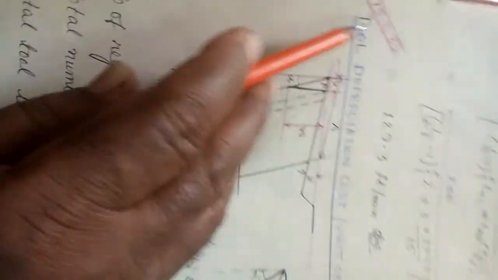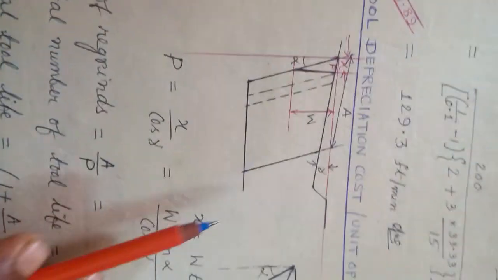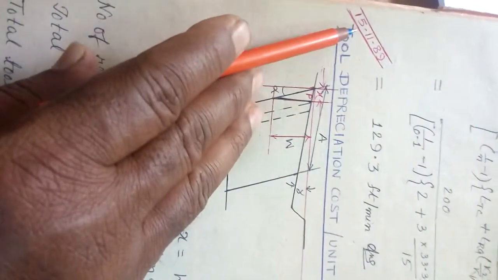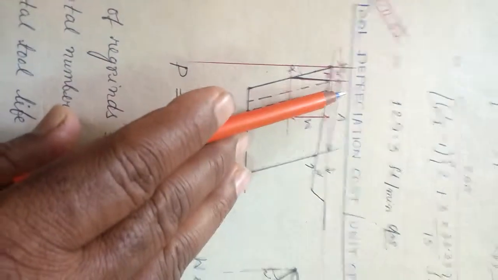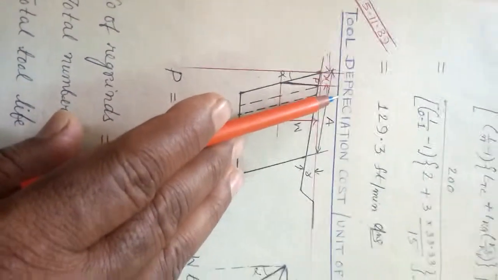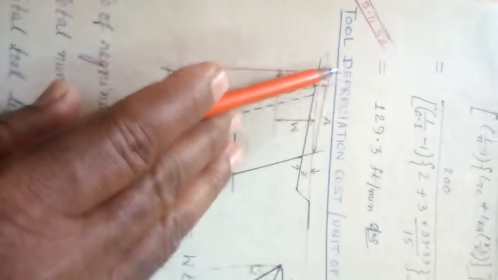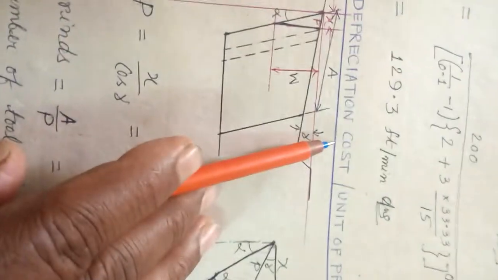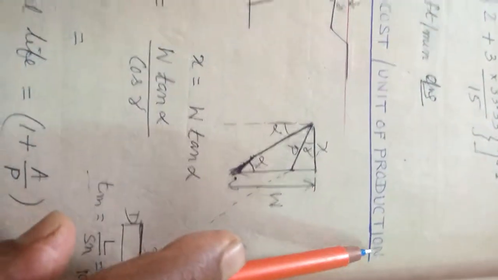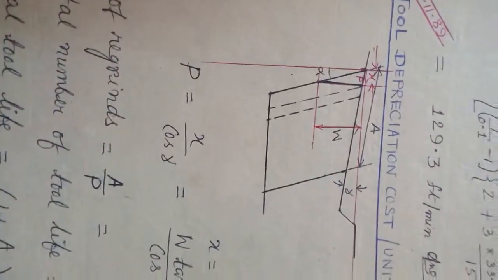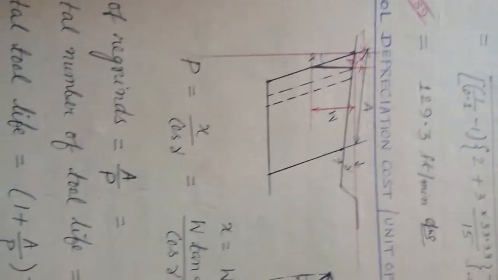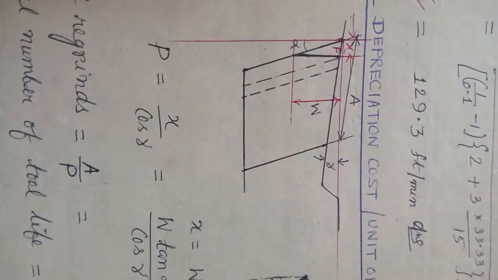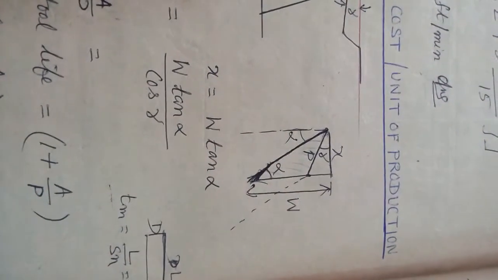Now this is another topic in the same line: tool depreciation. We have not considered the tool depreciation cost earlier. Tool depreciation cost per unit of production. Draw the figure.